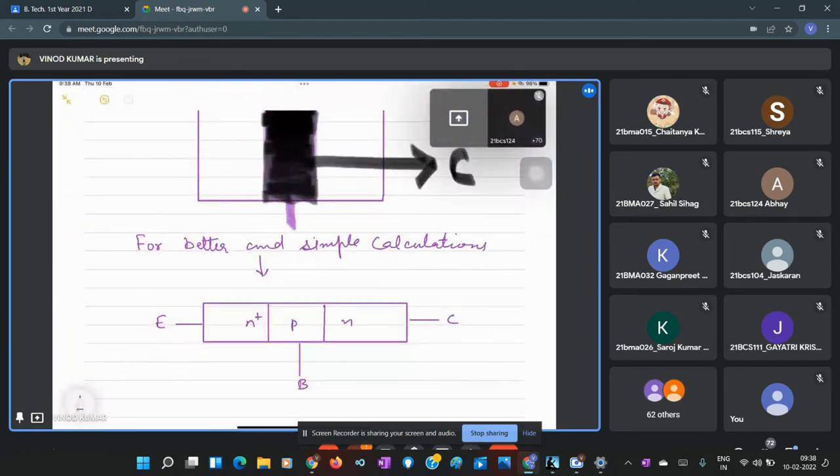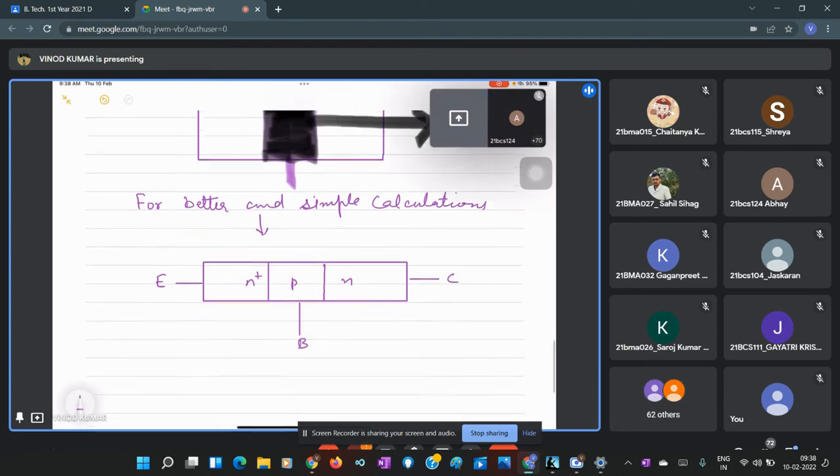So this is how it looks. We have to understand how it is going to work. There are three reasons for the name. Because its name is bipolar, the current here is because of electrons and holes. Current is because of these two factors. That's why it is bipolar in nature.